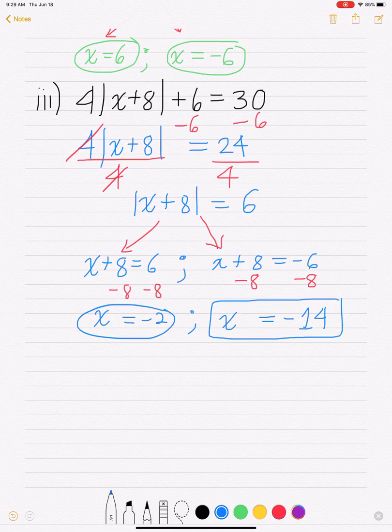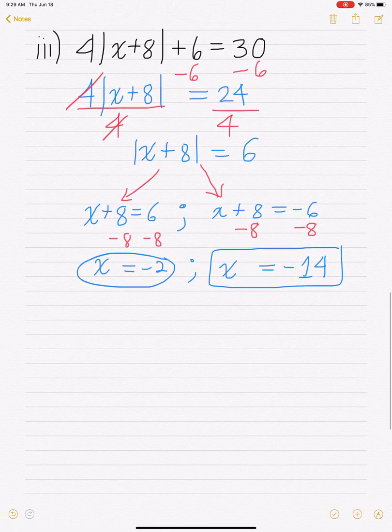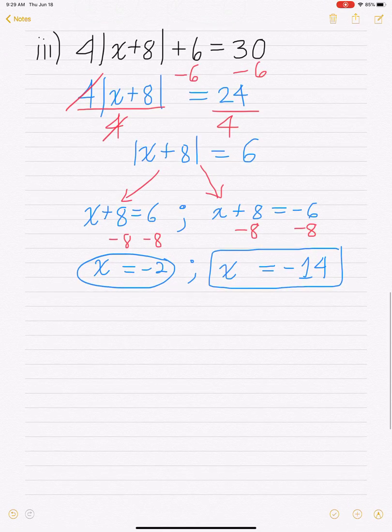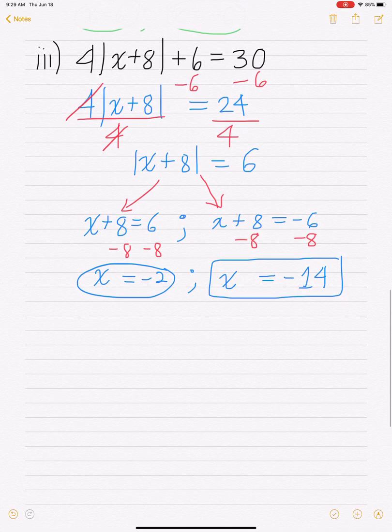So negative 2 and negative 14 are the 2 solutions to this. Yeah, so typically you're going to have 2 solutions when you have solutions. All right, let's do a number 4.